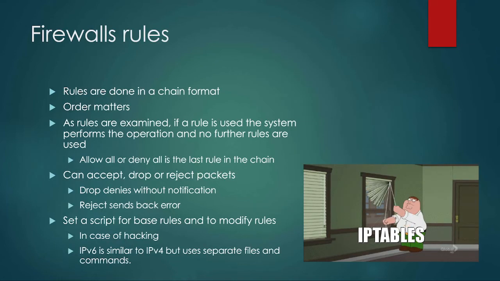Firewall rules. All of the rules are done in a chain format. The order matters. So the rules will get looked at, and if a rule is used to do something, that's just where we stop in the chain. The allow all or deny all is always going to be the end of the chain. We can choose to either accept the packet, bringing it into the network. We can also drop or reject. Drop gets rid of it, no notification. Reject will send back an error. And you can choose which one's the best in your cases.